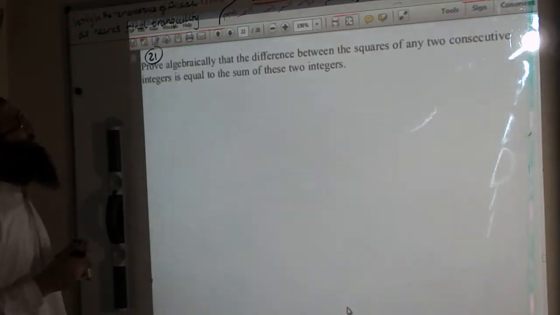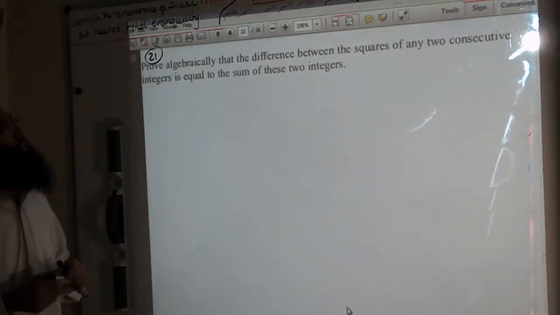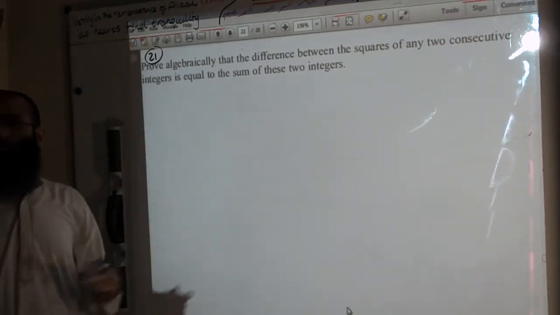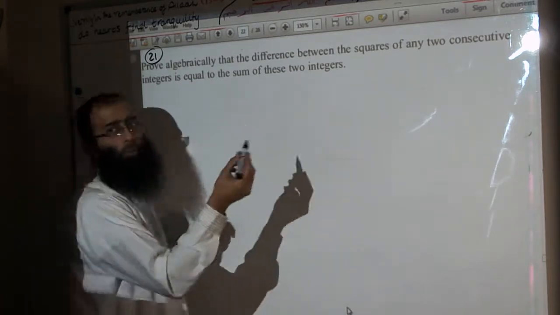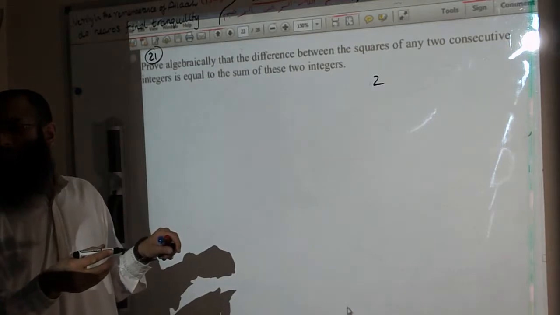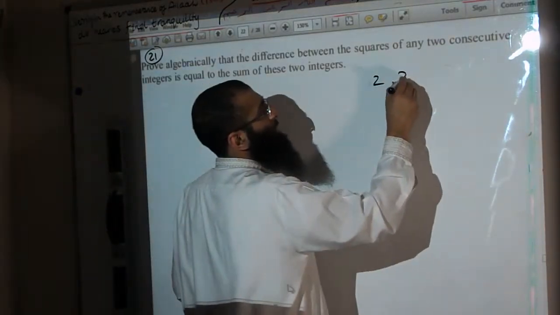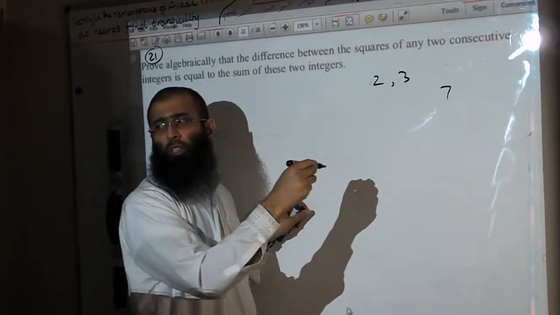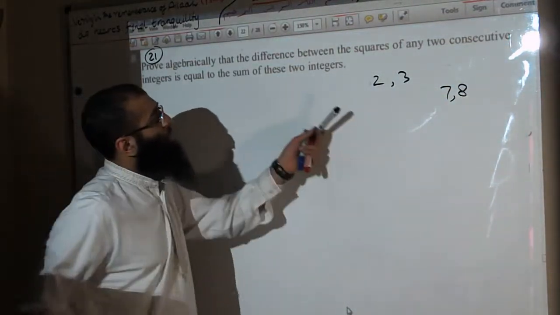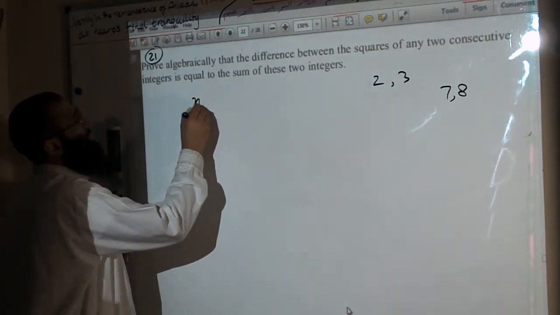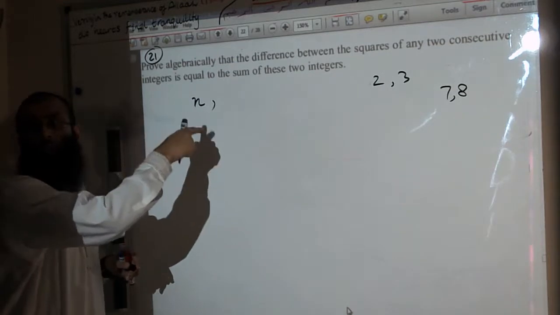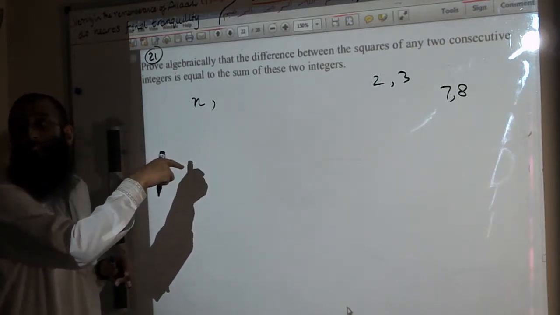Prove algebraically that the difference between the squares of any two consecutive integers is equal to the sum of these two integers. Okay, integers means whole numbers. For example, what's the consecutive number to 2? The next consecutive number is 3. The next consecutive number to 7 is 8. That's what we're looking at numerically. We have to look algebraically. So the first number, we're going to call it n, and the next consecutive number to n would be n add 1.